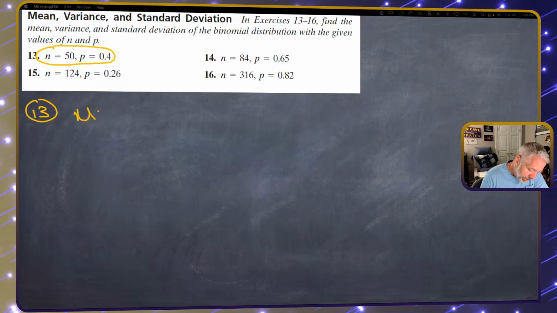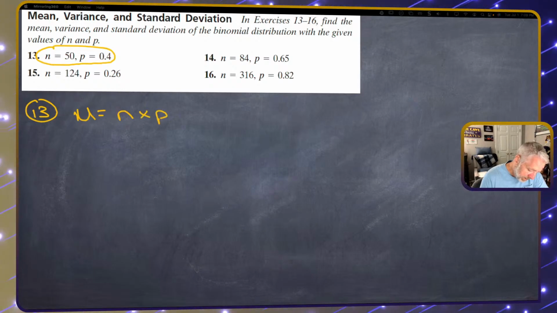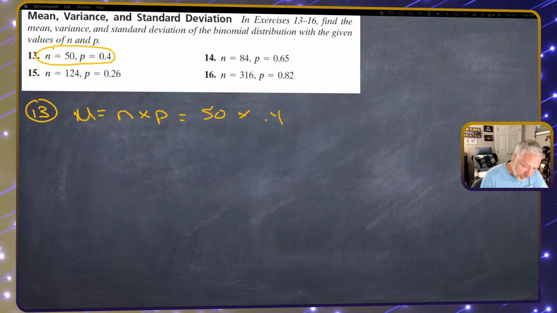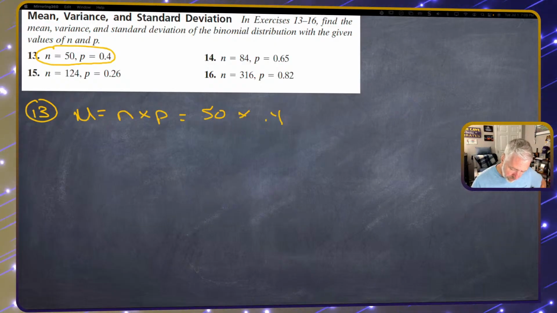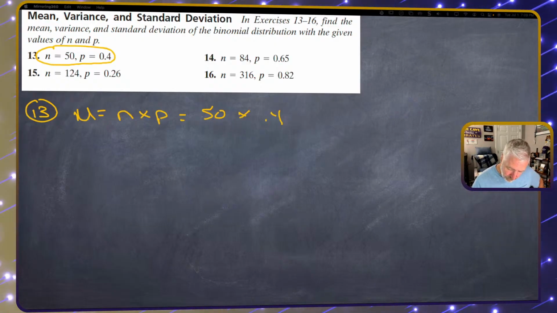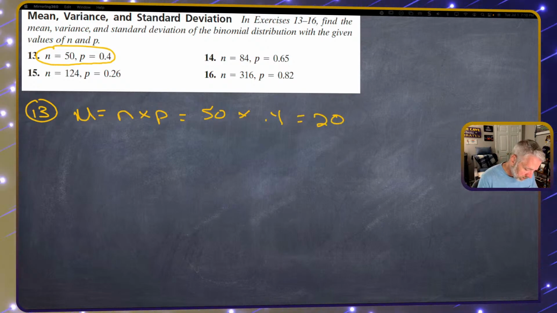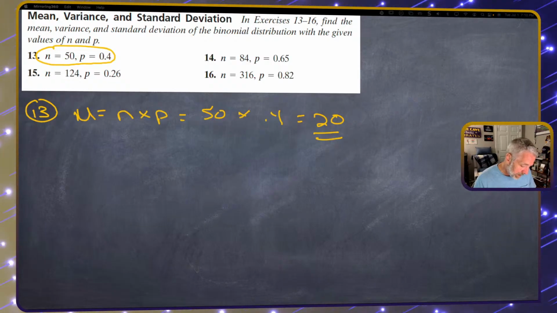Well, if I want to find the mean, it's just n times p, which in this case would just be 50 times 0.4. None of these are too bad, actually. 50 times 0.4 becomes 20. That's so easy. So for number 13, the mean is 20.